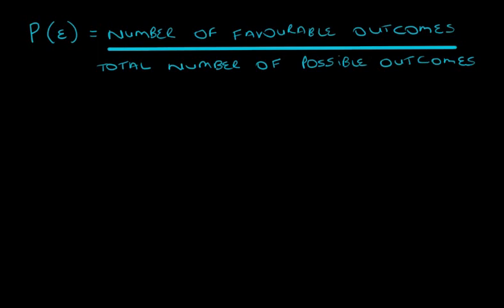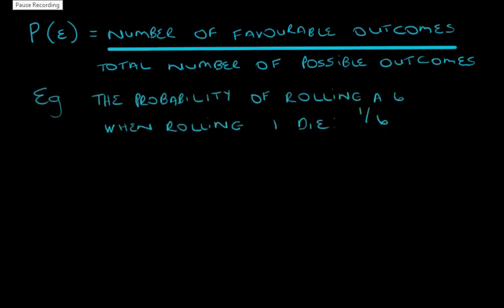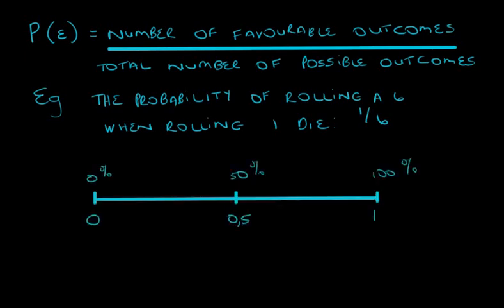Let's look at a dice. For example, let's look at the probability of rolling a 6 when rolling one die. What is the probability of me rolling a 6? How many numbers are there on one die? There are 6 numbers. So the probability of me rolling a 6 is 1 out of the total number of 6.